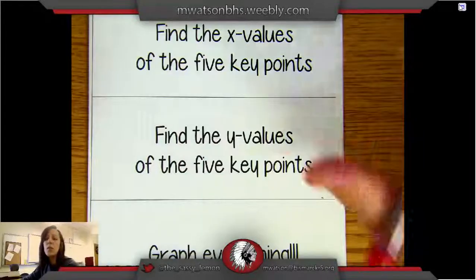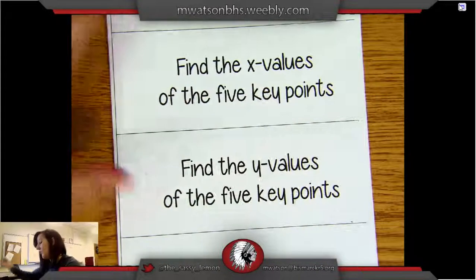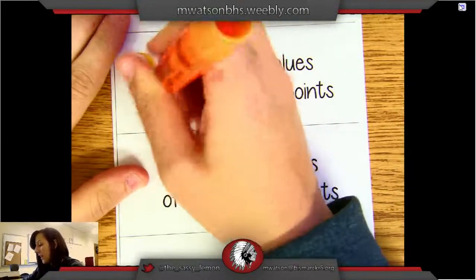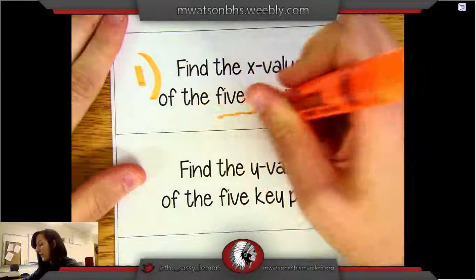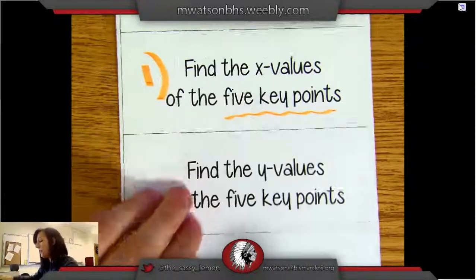So whenever we're graphing sine and cosine, the first thing that we're going to do is find the x values of the 5 key points. All right, and the 5 key points are always going to be the same. So let's talk about this for a second.